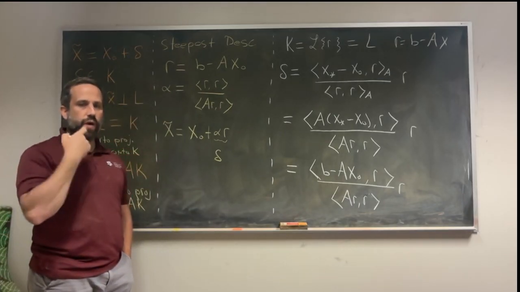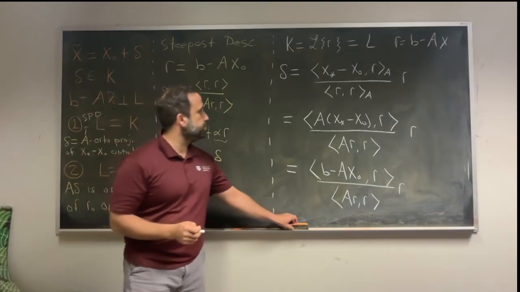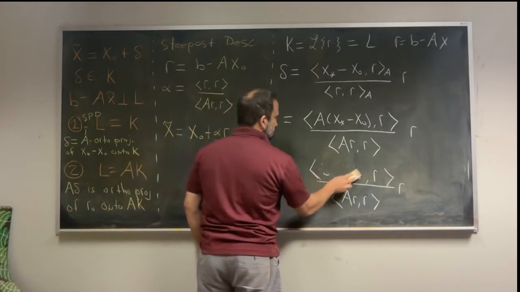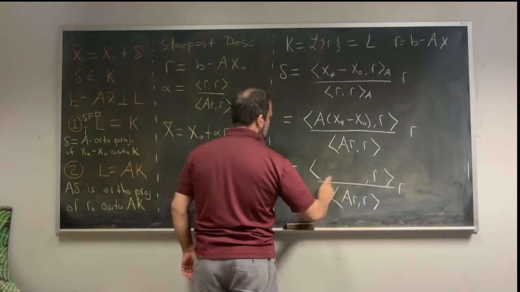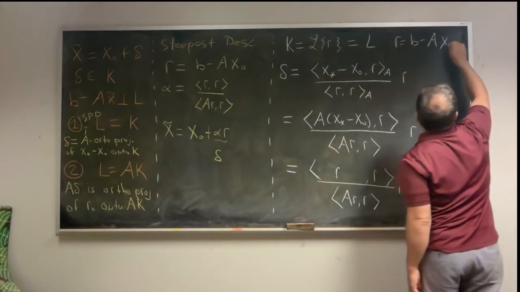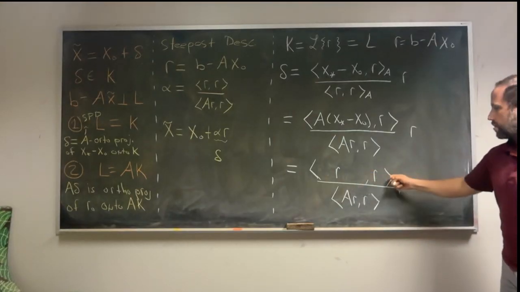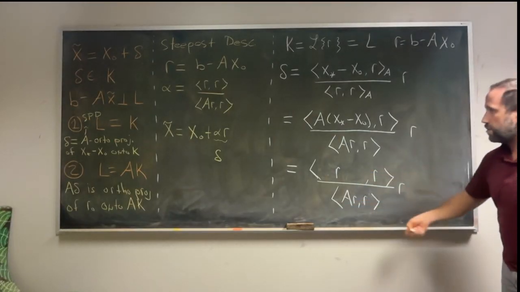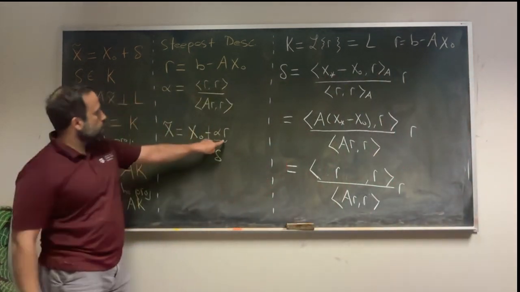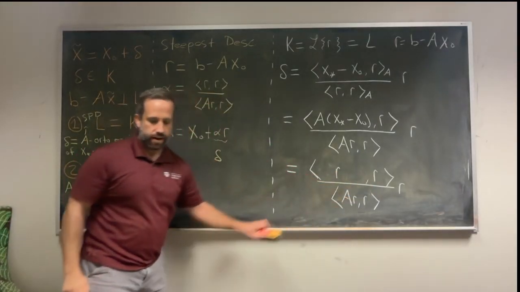So that's what delta is. So X tilde is going to be X naught plus delta. Okay, but notice B minus A X naught, that's just R. Over here, R is equal to B minus A X naught. I guess to be consistent with the subscripts, I'll put that there as well. So this is the inner product of R with R over the inner product of A R with R, times R. When we come over here, this alpha is exactly the coefficient that we have there.